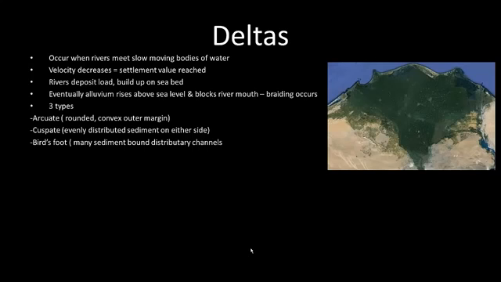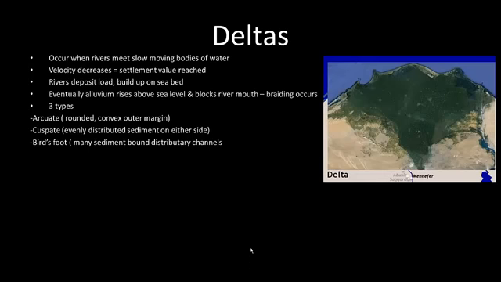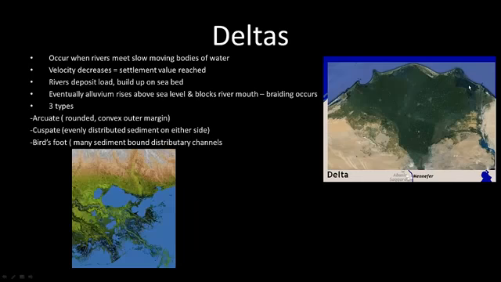Now there's three types. Arcuate, the Nile is an example of this, and they're basically determined by the shape. So you can see a convex, rounded shape of the Nile here. That's why it's an arcuate.